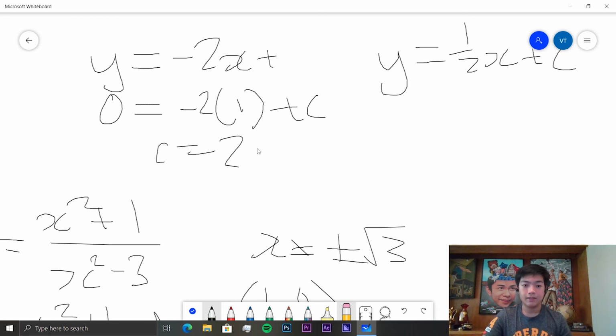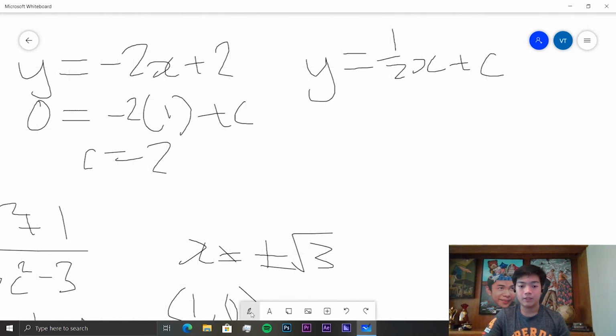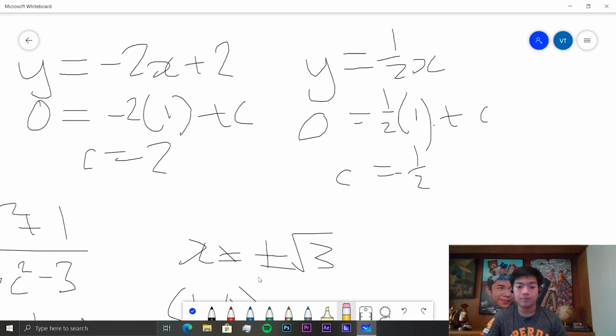And then similarly for this other point, we have y equals 1/2 x plus c. So y equals 0 equals 1/2 x plus c. So c equals negative 1/2. Sorry, 1/2 times 1. So yeah, c equals negative 1/2. So the tangent is negative 2x plus 2, and the normal is 1 half x minus 1 half.